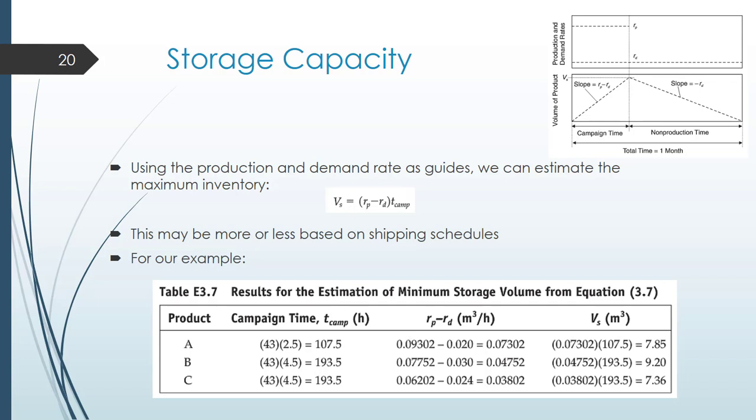Storage capacity can be estimated by just using simple linear relationships. So the slope while you're producing, and the slope while you're no longer producing that product, but just giving it out to customers. And if you had shipping schedules, you could maybe do a little bit better job of this, but using some estimates that they give in the book, they come out with these equations here. And based on that, they find that they're going to need roughly an 8, 10, and 8 cubic meter storage vessel for each of these products.